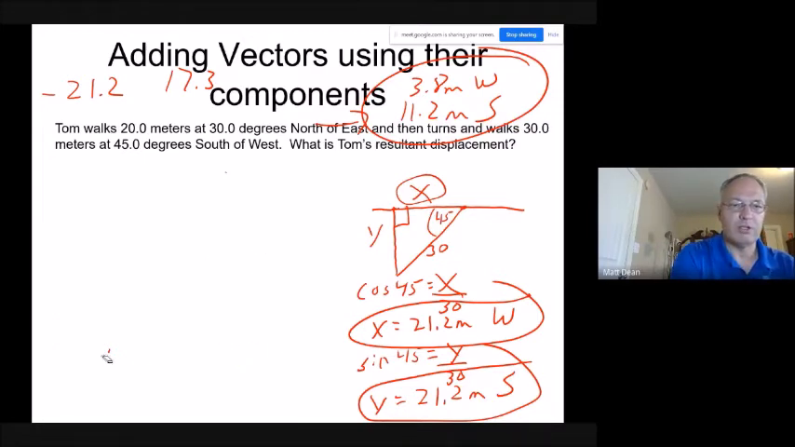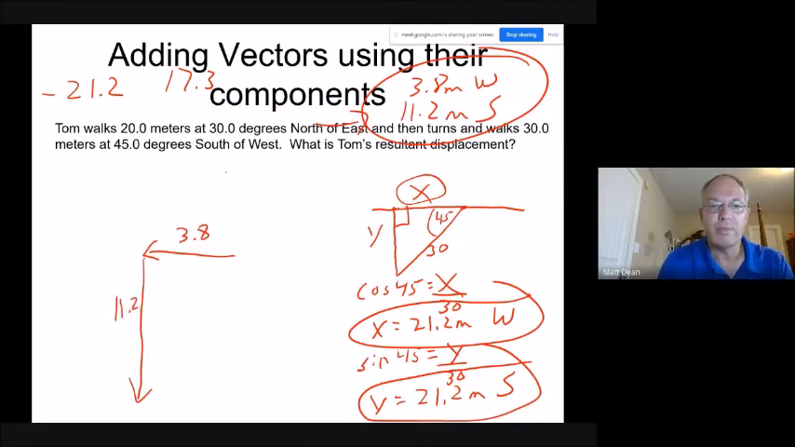So now we're just going to do straight up vector addition. We're going to draw in our horizontal vector, which is 3.8 to the west. We're going to do the tip to tail method of vector addition. So we're going to come to the tip of this first vector. We're going to draw in our second vector, which is 11.2 to the south. We're now going to find our resultant by connecting the tail of the first vector to the tip of the second one. That's R. That's our resultant.